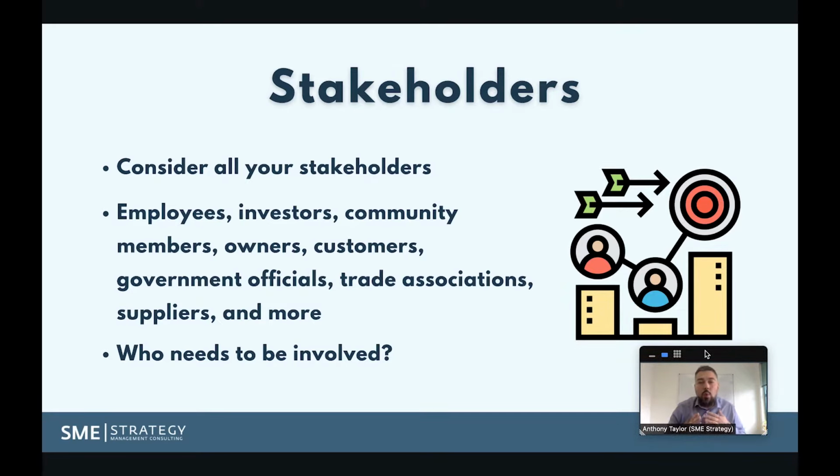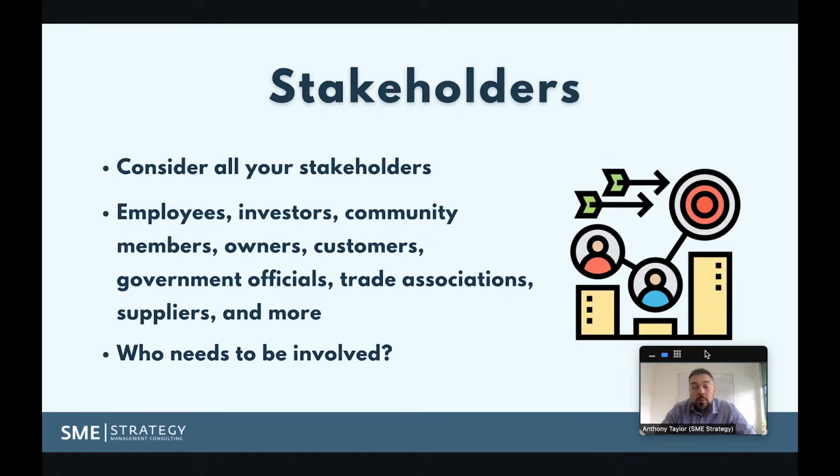All right. So the number one group of people that you want to think about as you're getting going on strategic planning is your stakeholders. Now you have probably dozens of different stakeholder groups. You might have employees, investors, community members, owners, customers, etc. Consider all of your stakeholders.